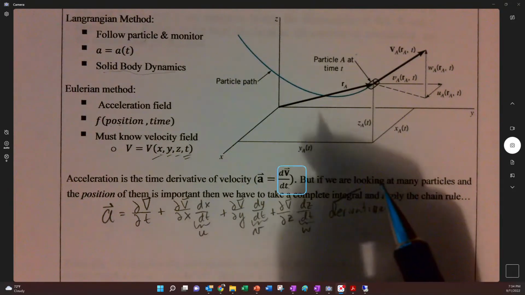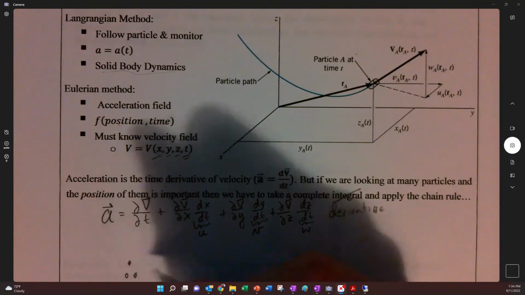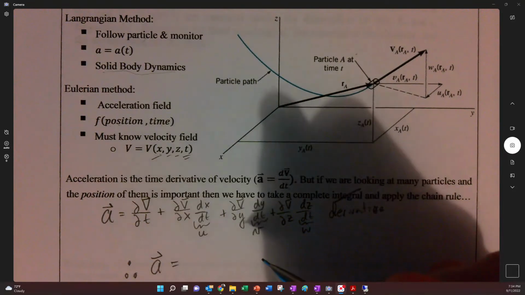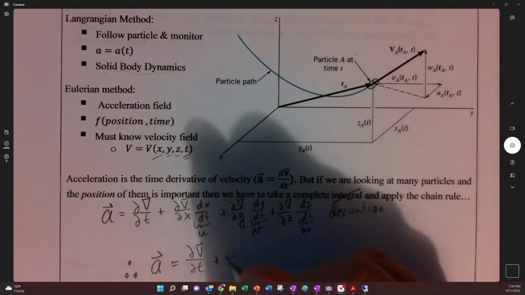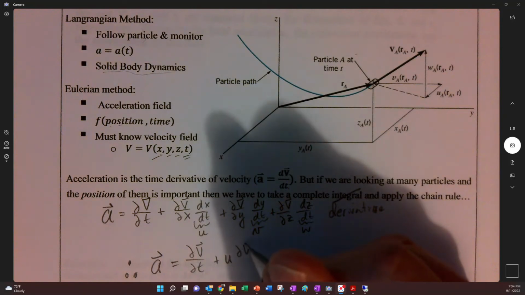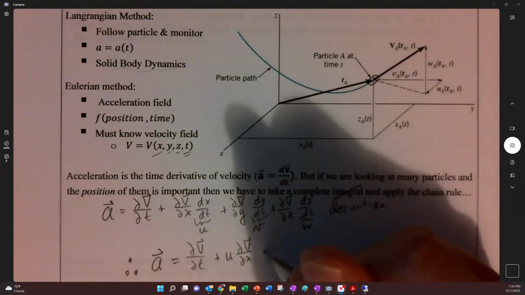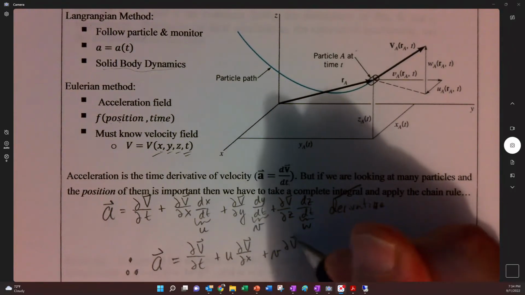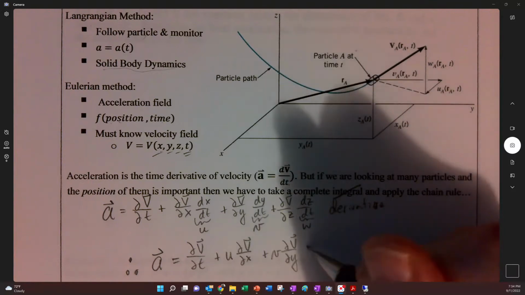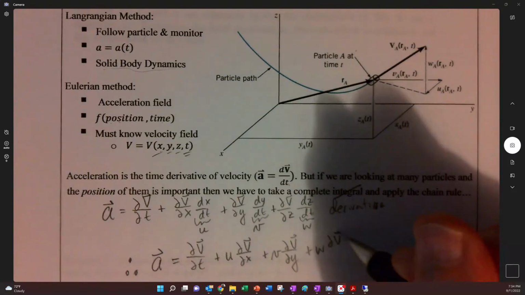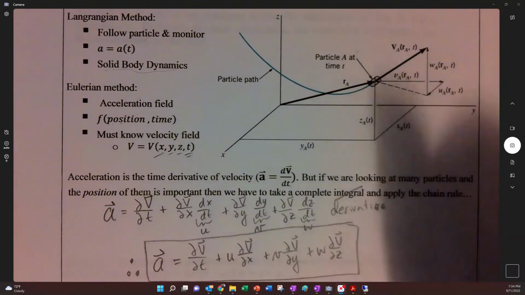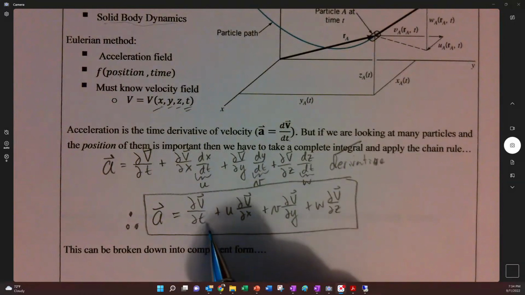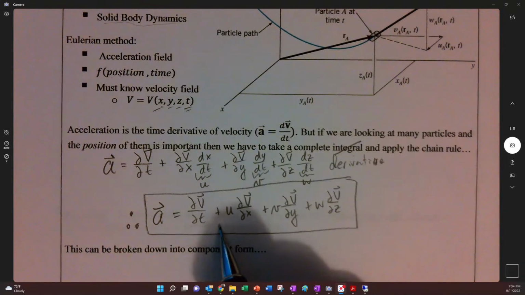So if we rewrite this out, therefore, the acceleration is going to be del v del t plus u del v del x plus v del v del y plus w del v del z. Now these parts have different names to them.